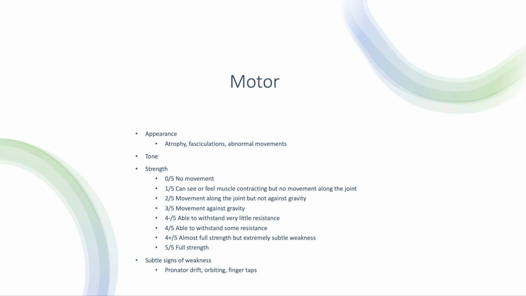Next, we move on to the motor exam. First, you look at appearance. You want to note any atrophy of the muscles, any fasciculations that you may observe, or any abnormal movements like a tremor or a chorea. Then you check tone. You check it both in the arms and the legs, and note any asymmetry or any increase or decrease in tone. And then you want to check strength.